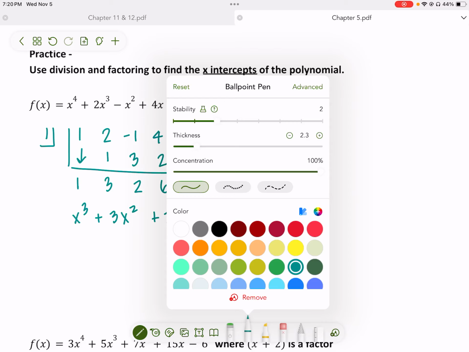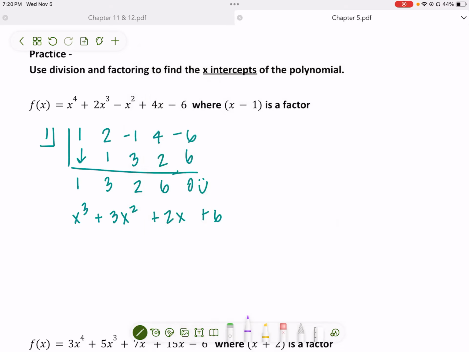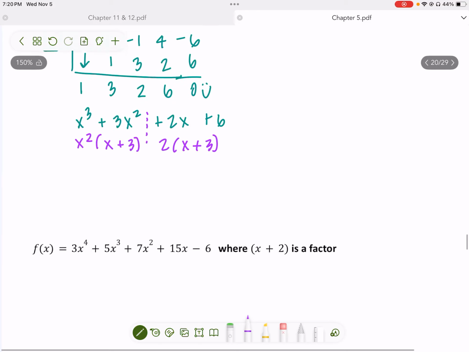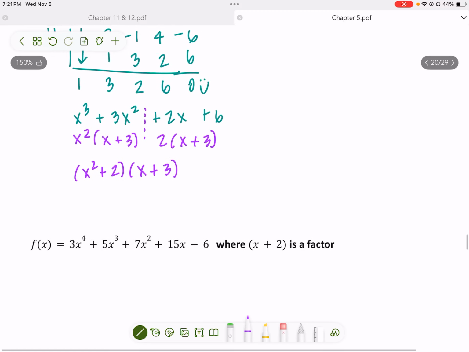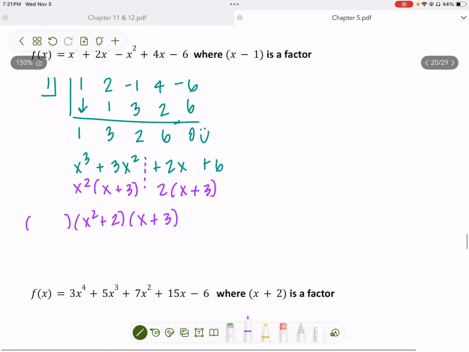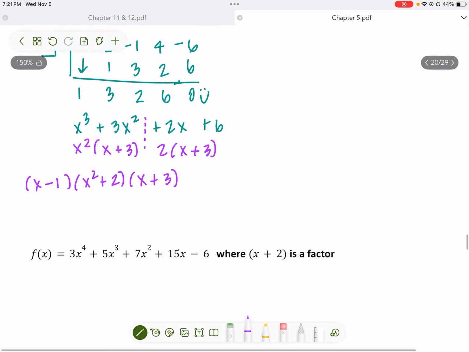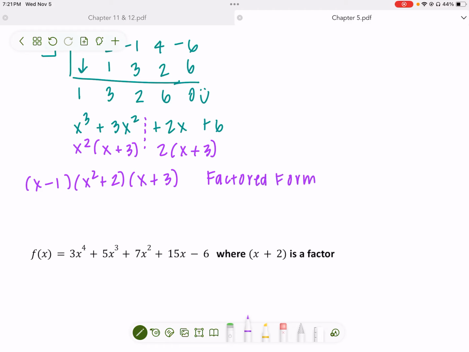That looks factorable by grouping, if you ask me. Split that down the middle, factor out the x squared, factor out the 2. You're going to end up with x squared plus 2 and x plus 3. Don't forget the x minus 1. So there's your factored form. If you want x-intercepts, they're going to be 1 plus or minus i root 2 and -3.